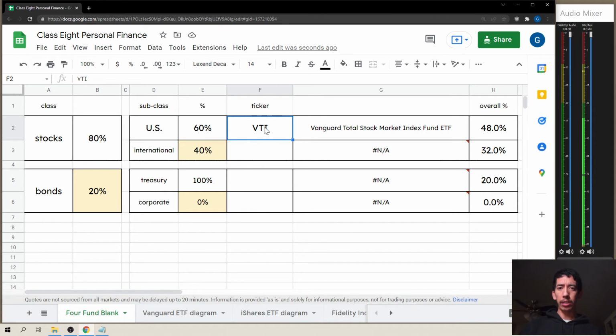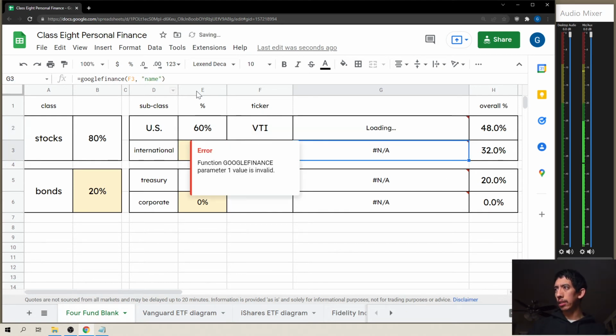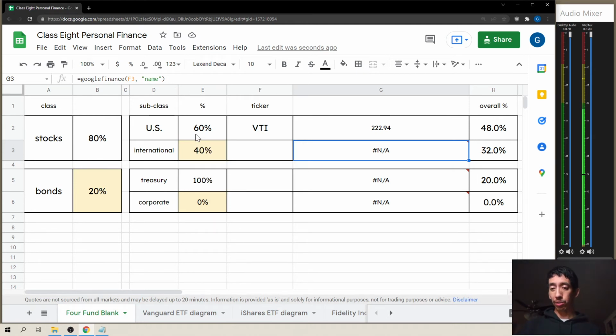Now, when you're building a spreadsheet and you want it to calculate things for you, you don't really care about the name. You might care about the share price. If you take this out and just use the ticker symbol, it'll actually give you the share price. The share price right now is $222.94. It's delayed by 20 minutes if it's during the trading day, but that might come in handy when you're trying to balance things out and you don't want to plug in all these numbers. If you know the number of shares in your account, it'll give you the share price, and you can multiply from there. Just something to point out.